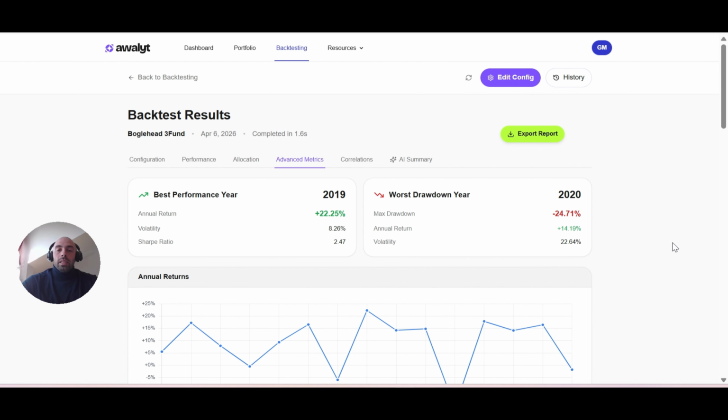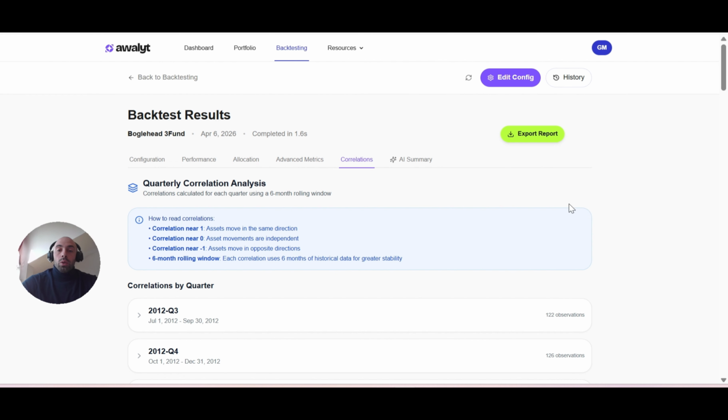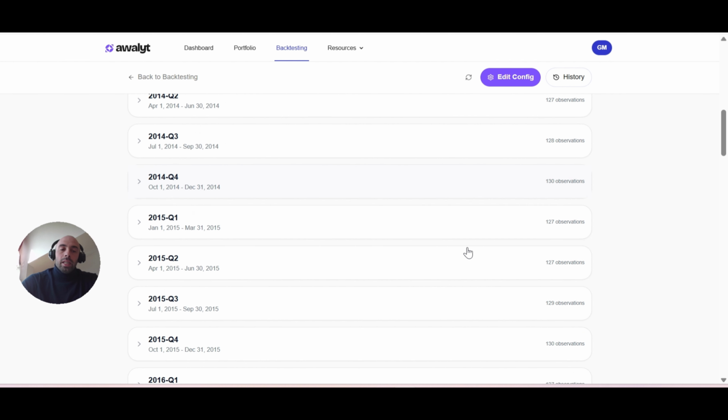Then let's have a look at the correlations. I think one of the most important things to understand in a portfolio, to design your portfolio in a backtest, is to understand in different market phases how was the correlation between the assets. Just to give you an example, we will look at the year 2022.